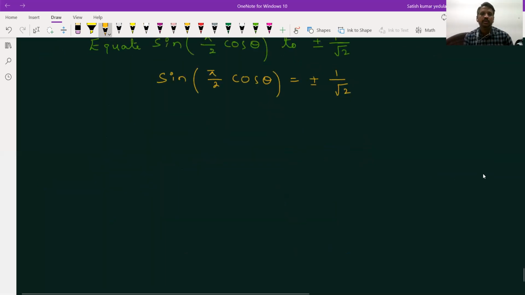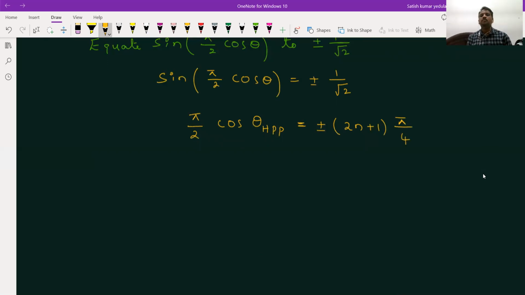Then what we will be getting for pi by 2 cos theta, which we call the half power point direction, is sine inverse of plus or minus 1 by root 2. As I have already mentioned, it is plus or minus 2n plus 1 into pi by 4. Pi by 4 is 45 degrees. Sine 45 is 1 by root 2, and if you place 3 pi by 4, which is 135, 90 plus 45, or 180 minus 45, anything will be giving you plus or minus 1 by root 2. Then you substitute n equal to 0, 1, 2, 3, and so on.